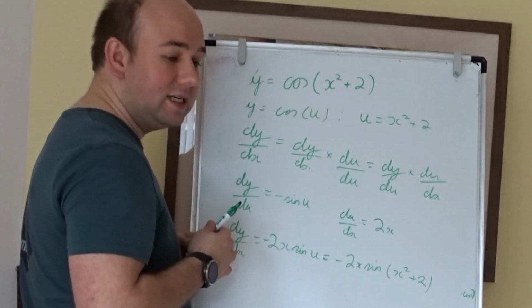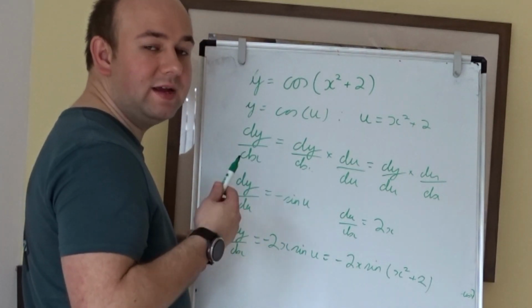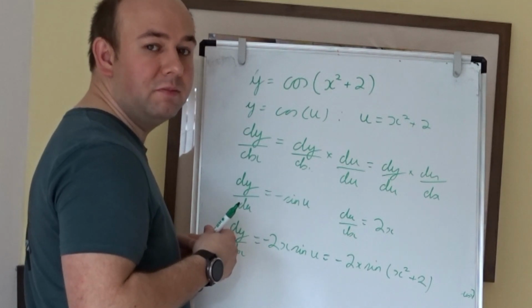And next time we will look at what happens with implicit differentiation and if we have multiple variables.